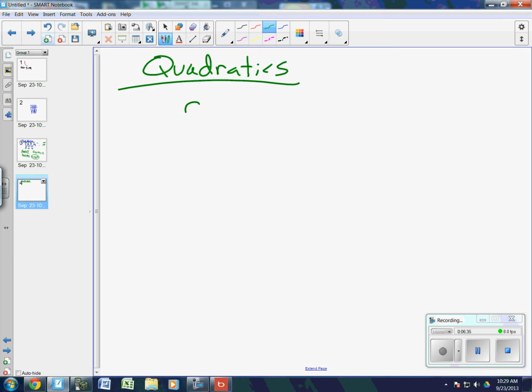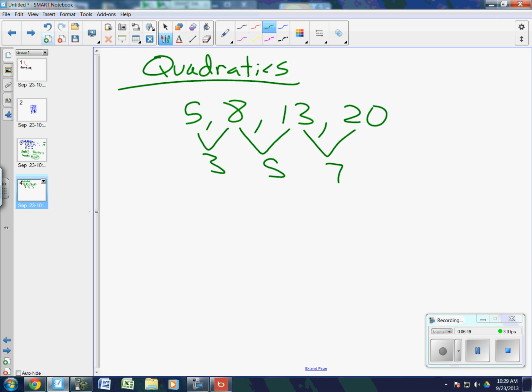Okay, 5, 8, 13, 20. On quadratics, we find the first set of differences, which is 3, 5, 7, and we notice there's a pattern there. What are they doing each time? The difference is increasing by 2 each time. So the second set of differences is constant. So we know if the second set of differences is the same number, then it's a quadratic, right?